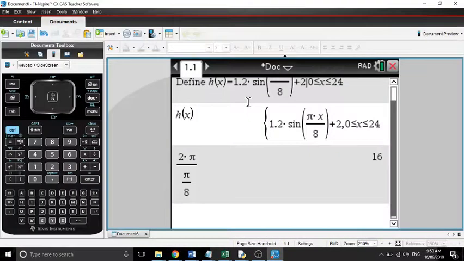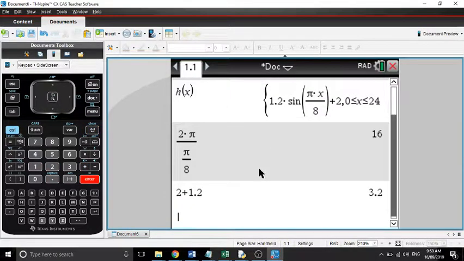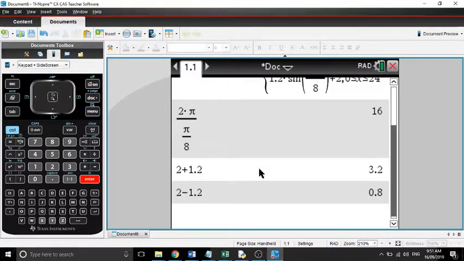Our range, like I said before, we're going from 2. So it's 2 plus 1.2, 3.2, and 2 minus 1.2, 0.8. So our range, we'd write down like this: 0.8 to 3.2.